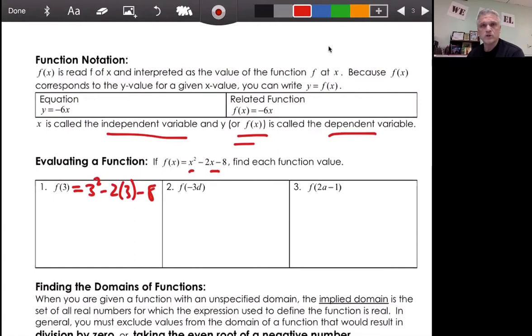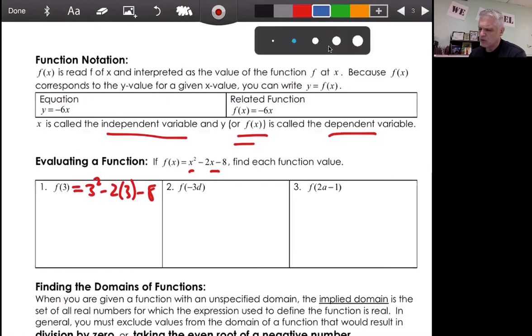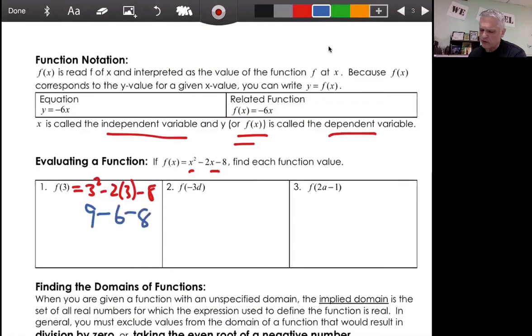Now we're just going to PEMDAS, we're going to use our order of operations, and we are going to evaluate what f of 3 is. So 3 squared, we're going to do the exponents first, is 9. And then we can do the multiplication. So 2 times 3 is 6. So f of 3 is going to be 9 minus 6 minus 8, which is negative 5. Okay, easy peasy.